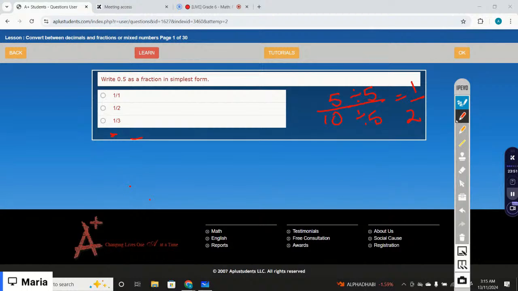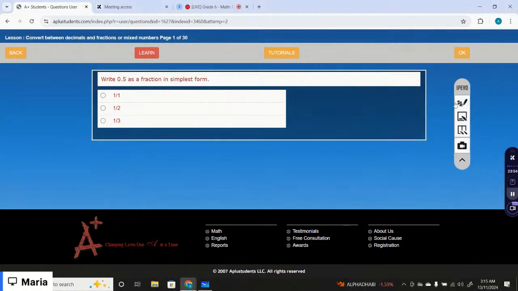That is 1 over 2. Option number 2 is the correct option. That is 1 by 2.